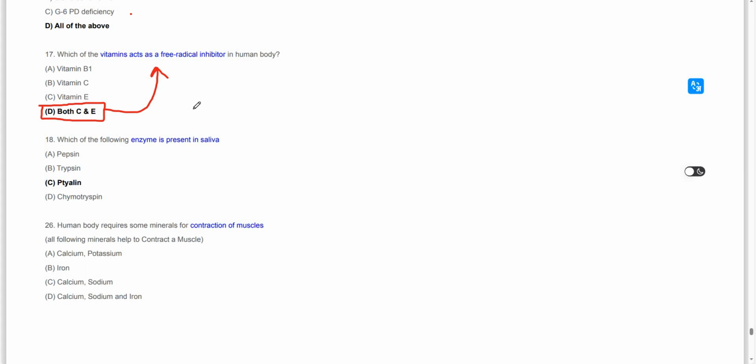Which of the following enzymes is present in saliva? Ptyalin is the enzyme that is present in saliva.